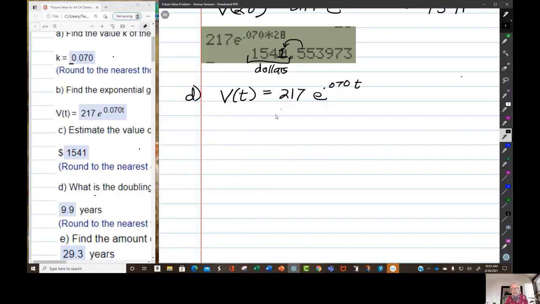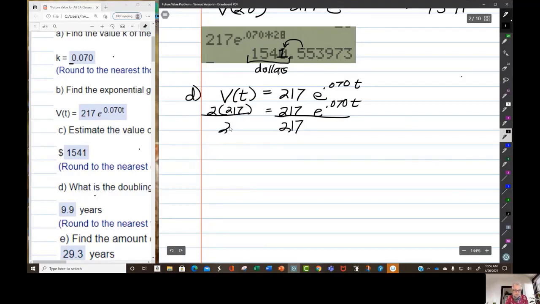All right, now what they're asking us is when, that means T, when is this original price going to double? I don't even bother to multiply it by 2. I just write 2 times 217 equals 217 times e to the 0.070t. I don't bother to multiply 2 times 217 because I'm about to cancel out 217 when I divide both sides by the number in front of e, which is 217.